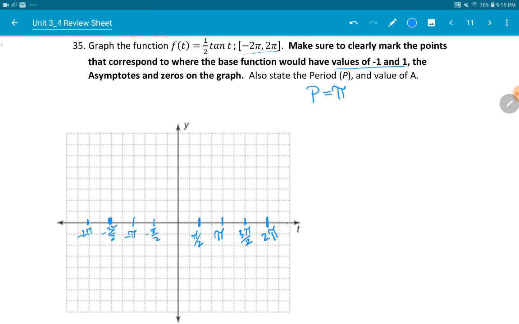Okay, and then let's see here. So it's centered around the y-axis. The width of the period is pi. So if this whole width is pi and it's centered at the y-axis, that means this part is going to be pi over 2. Half of it's on the right and half of it's on the left. So my asymptotes are at negative pi over 2 and positive pi over 2.